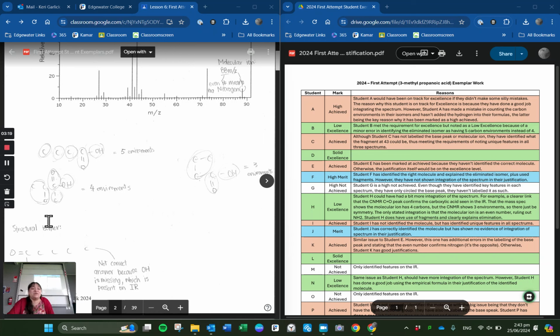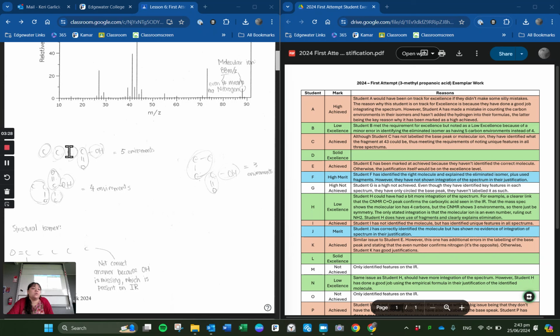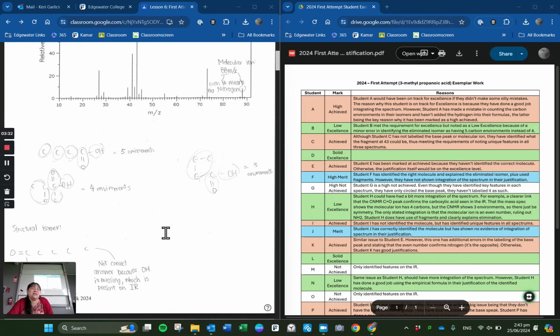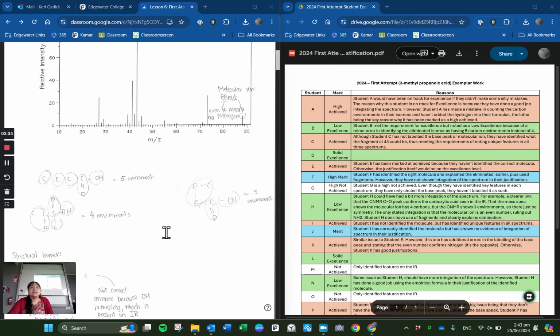So I can't give you anything more than that because you actually haven't gotten the organic molecule. There was also a mistake made in the counting of the carbon environments. This one has written 5 when there's only 1, 2, 3, 4. I think they were misreading an oxygen or something. But that's something to keep in mind.